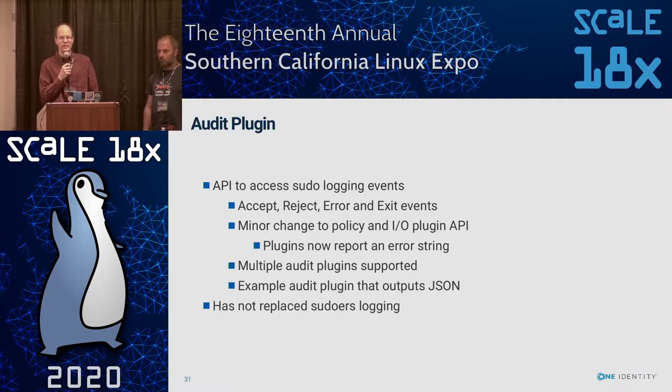Okay, so now for the new plugin types, the audit plugin. So basically an API to access Sudo's logging events and pass them to a plugin. So you have four events: accept, reject, error, and exit. It required a minor change to the existing policy and IO plugins to actually save an error message. Previously, the plugins just returned a -1 when there was an error, and then Sudo would exit and hope that the plugin displayed an error message to the user. So now we have an actual way to report back what the problem was, and the audit plugins can consume that and log that in some way.